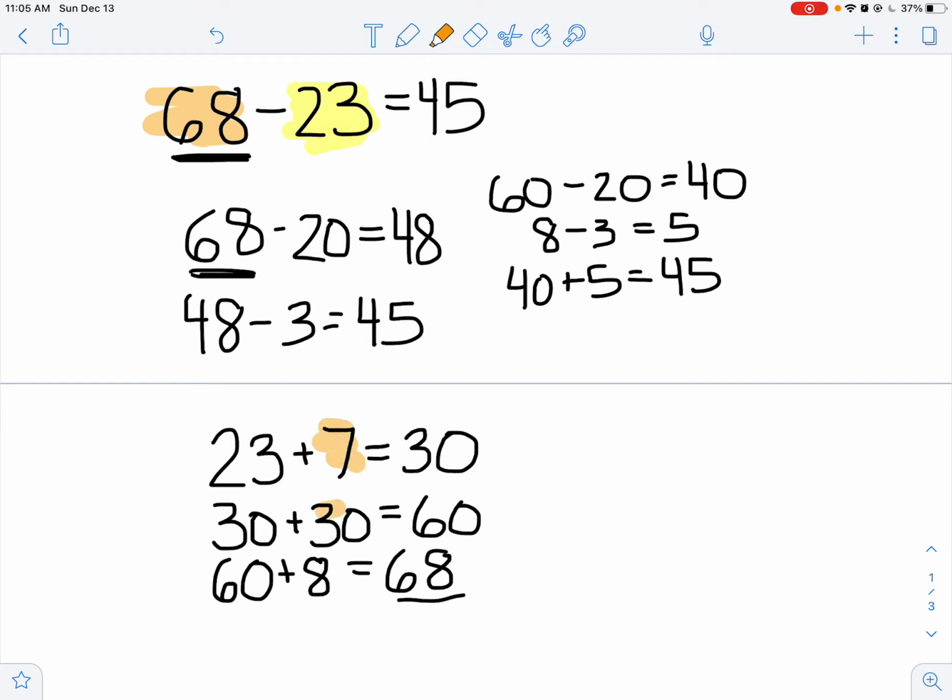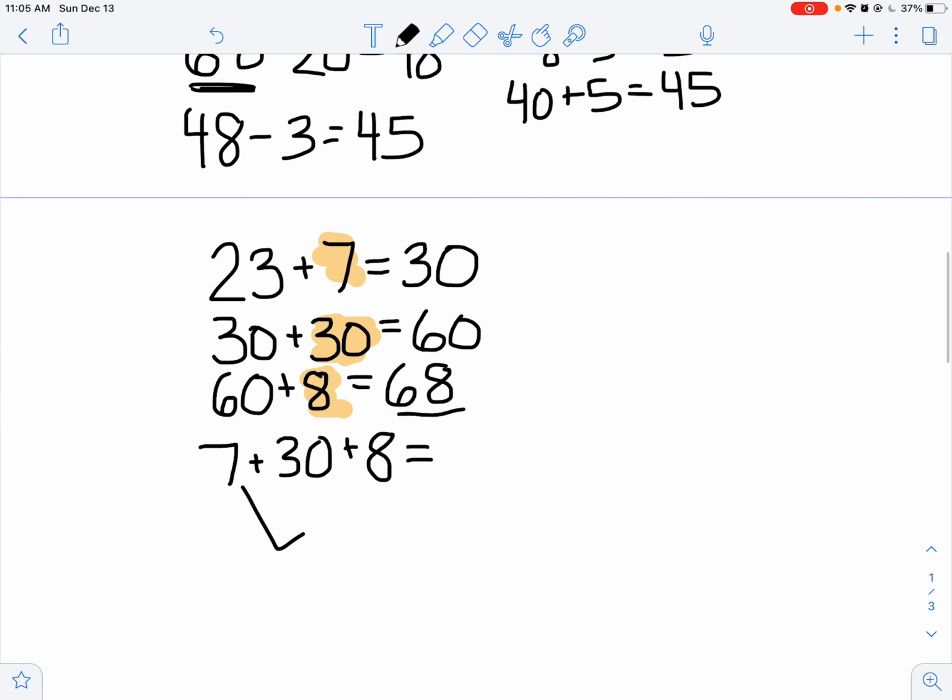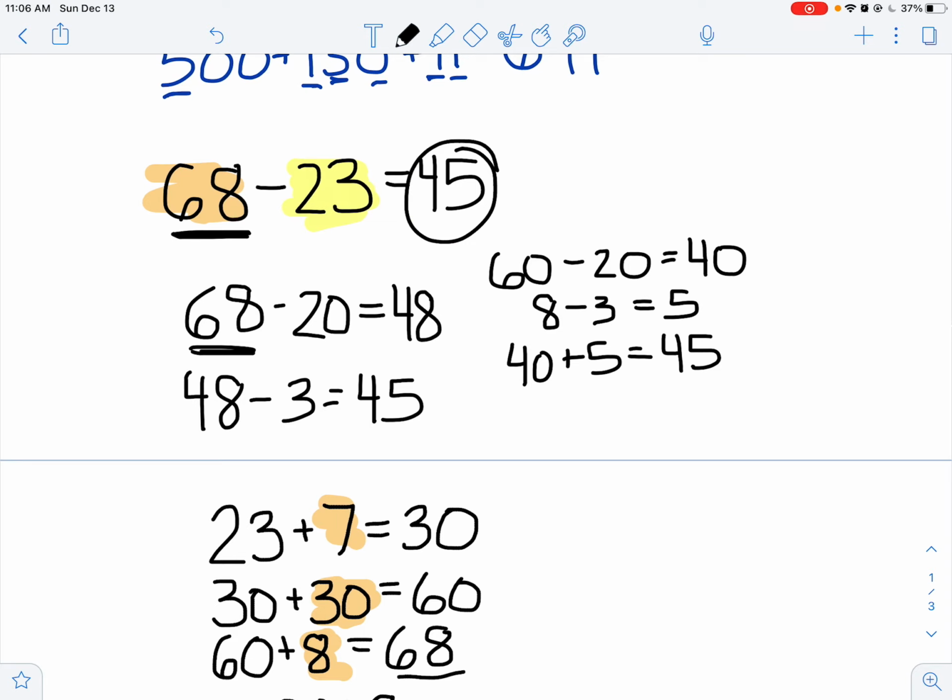In this case, our answer is in all the parts that we added to count up to 68, and we have to put all those together. So now I have a 7 plus 30 plus 8. And I know 7 and 8 is 15, so I could even show that if I wanted to. And I still have the 30, and that's going to equal 45. Did I get the same answer? I did. So I can count up from 23 to 68. I can start at 68 and take away 23, okay? But I'd really like you to keep that first number whole.